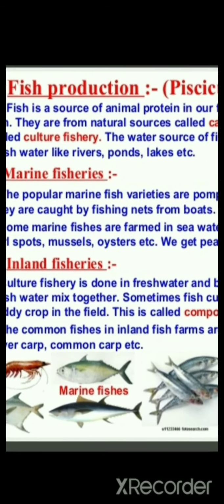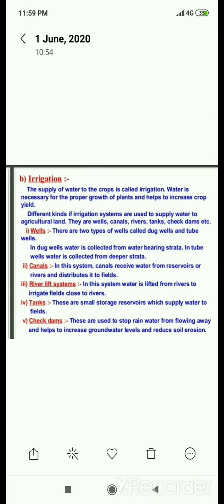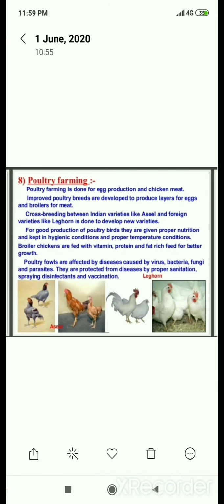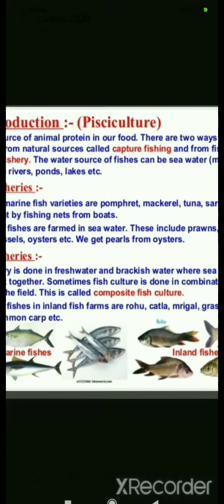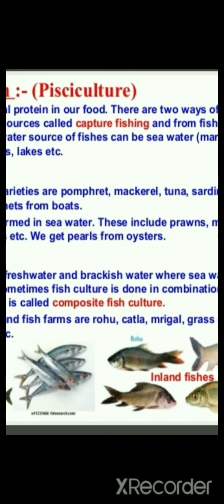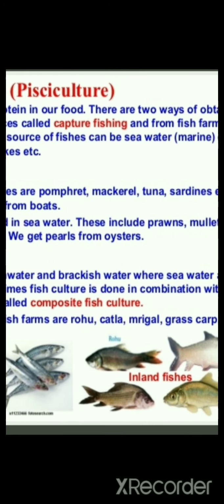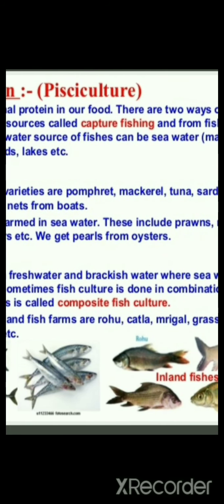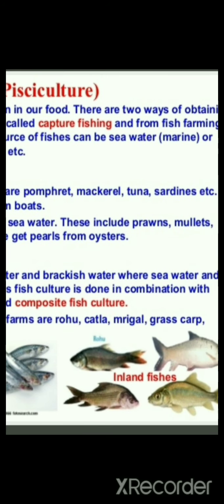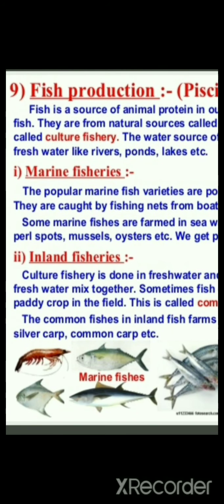The common fishes in inland fisheries are rohu, katla, mrigal, grass carp, silver carp, common carp, etc.